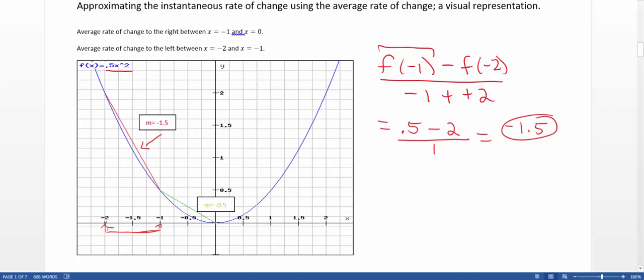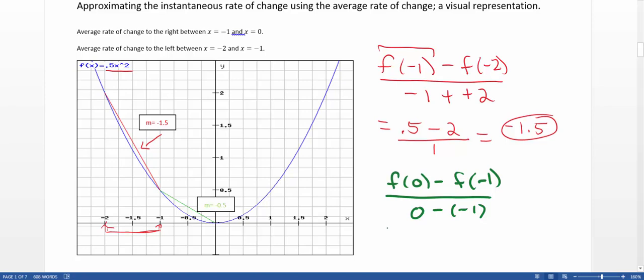So to the right, I'm using the point 0 and x equals -1. So I'm going to do f of 0 minus f of -1 divided by 0 minus -1. So f of b minus f of a over b minus a. Now, it's not a coincidence that I went 1 unit to the left of -1 and 1 unit to the right of -1. I want to be consistent in how close I am to -1. So since I went 1 unit to go to -2, I also went 1 unit to go back to 0.